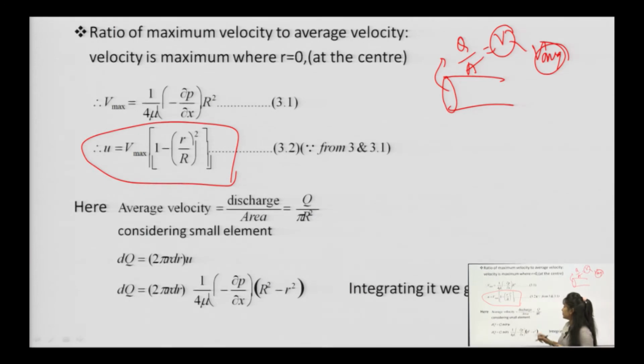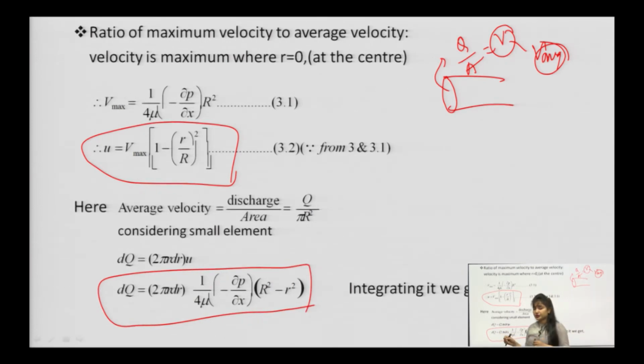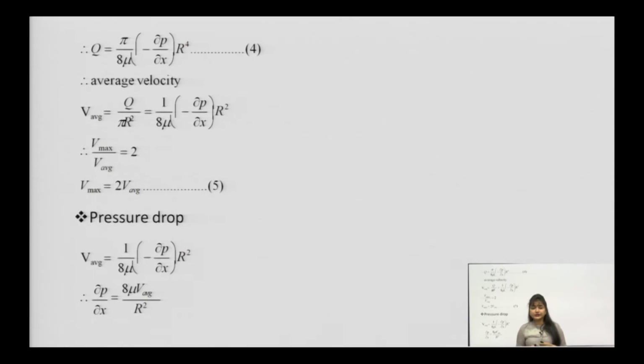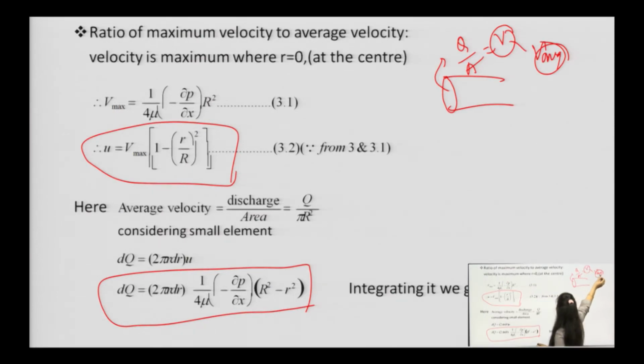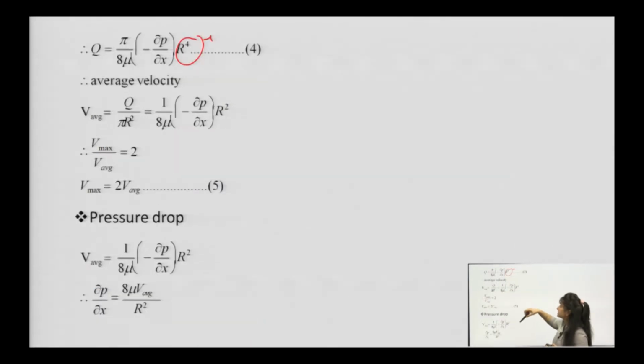Now, substituting the value, similar to the discharge and average velocity Q by A we have written, and substituting Q as a certain value, you get a resultant in terms of rate of flow. But this is the elemental rate of flow. For the entire rate of flow through this pipe, you need to integrate it. After integrating, you get pi by 8 mu in terms of mu and R to the power 4. Therefore, for average velocity, substituting this value of Q, Q by A will give you the average velocity. After substituting A as pi R square, you get V average as this.